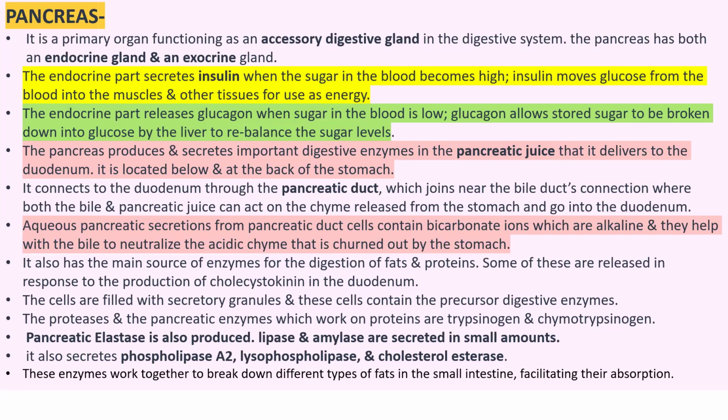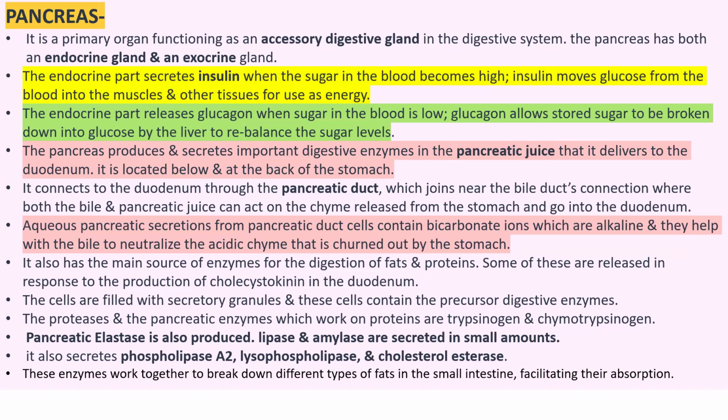So the pancreas also produces different types of digestive enzymes, that is the exocrine function. It connects to the duodenum through the pancreatic duct, which joins near the bile duct connection. Both the bile and pancreatic juice act on the chyme, which is released from the stomach into the first part of the duodenum, the small intestine.